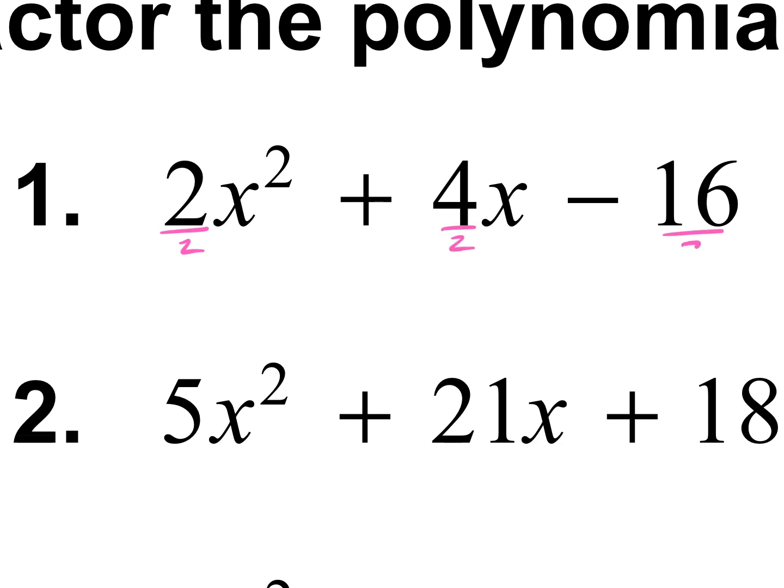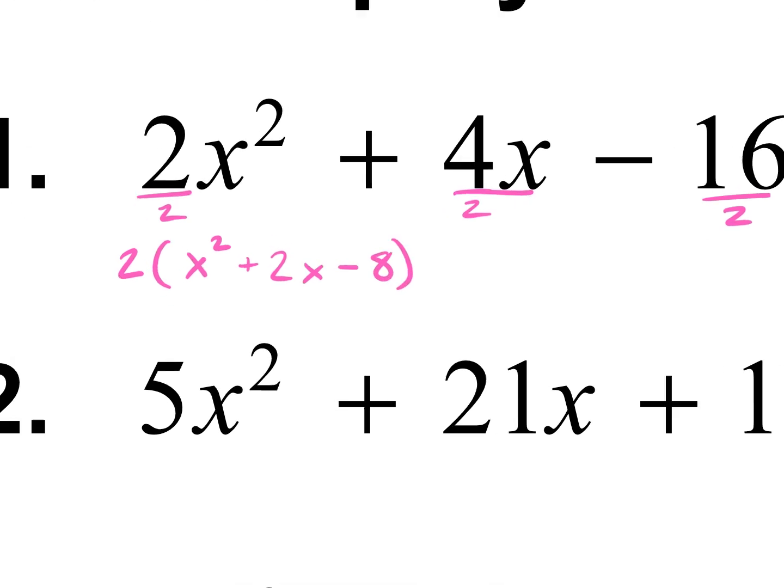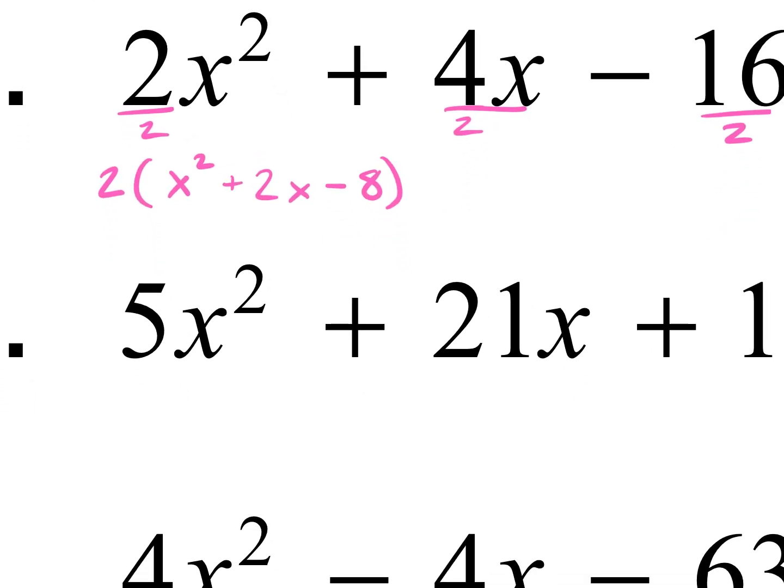So always take out the GCF first. So 2 is going to go on the outside. Then we're left with x squared. What's 4x divided by 2? 2x. And what's negative 16 divided by 2? Negative 8. From here, we would just want to factor it normally.